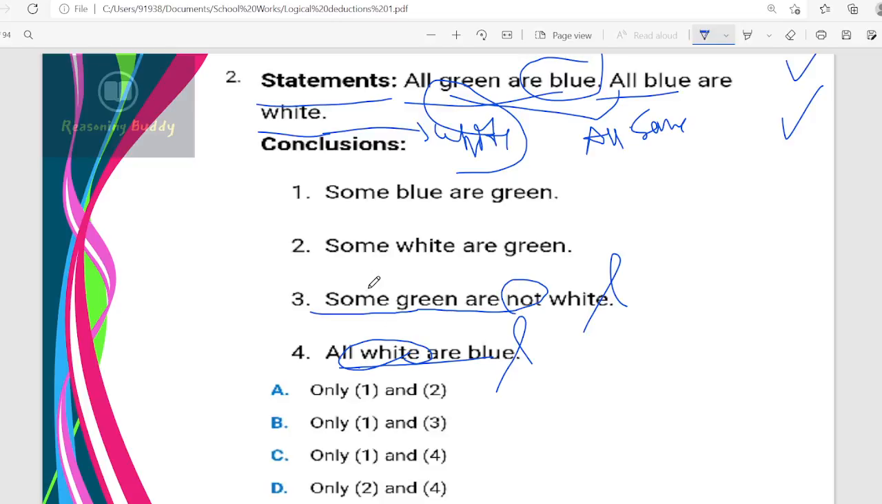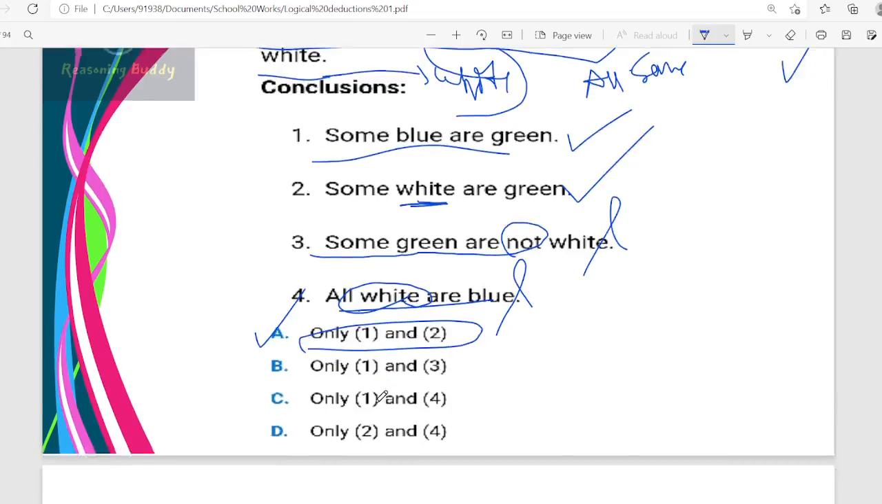Okay, some blue are green. This is correct because there is no white and all cases are accepted. And here also white is there, but it is not distributed, so this is also right. So option A, because only 1 and 2. Option A is right. Next.